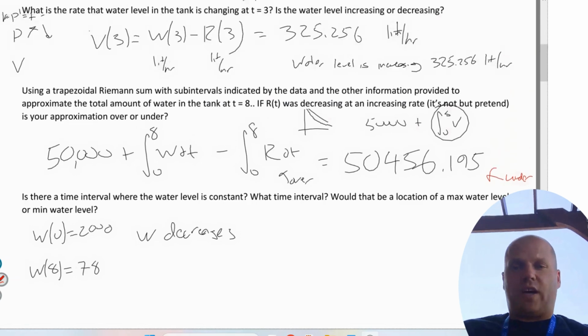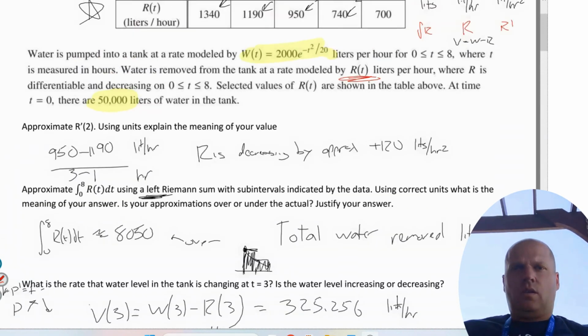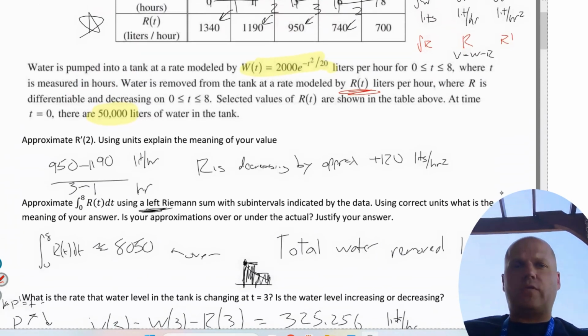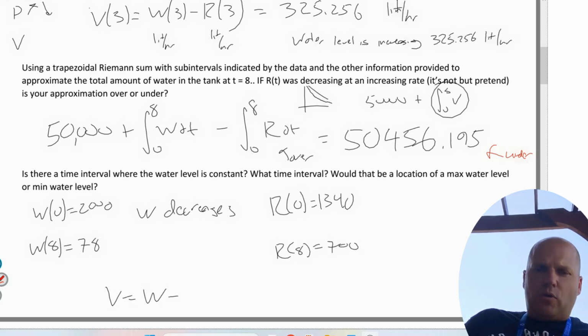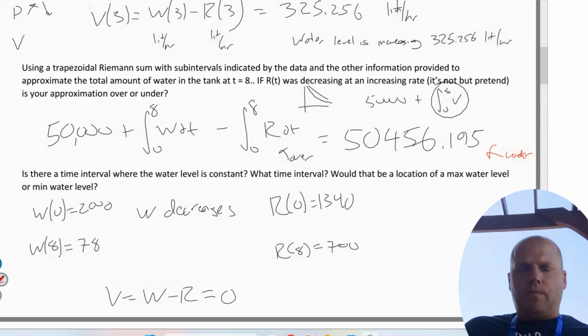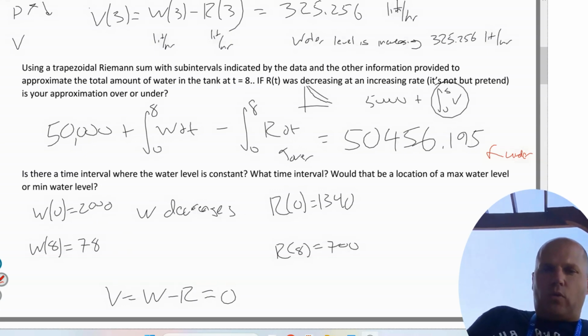W decreases from 2,000 to 78. R decreases from 1340 to 700. There will be a time when W minus R equals 0. There'll be a time when W equals R.